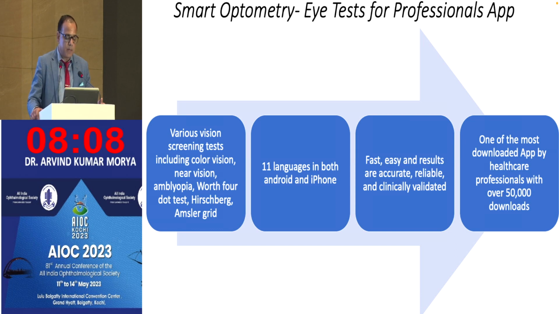Then there is this Smart Optometry eye test for the professional application. So there are various vision screening tests, including color vision, near vision, test for amblyopia, Worth four dot test, Hirschberg, and Amsler grid. It is available in 11 languages in both Android and iPhone. It is faster, easier, and results are very accurate, reliable, and clinically validated.